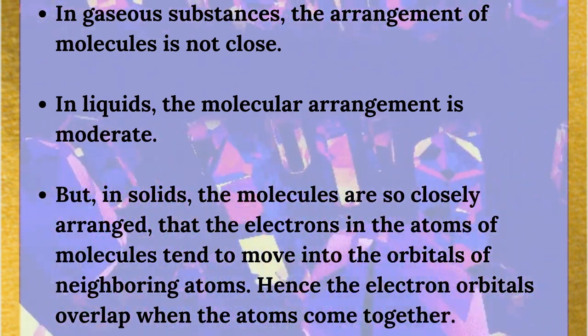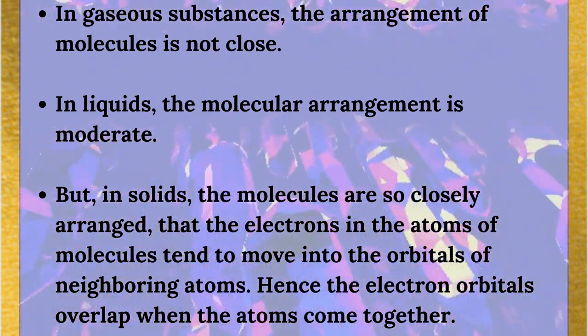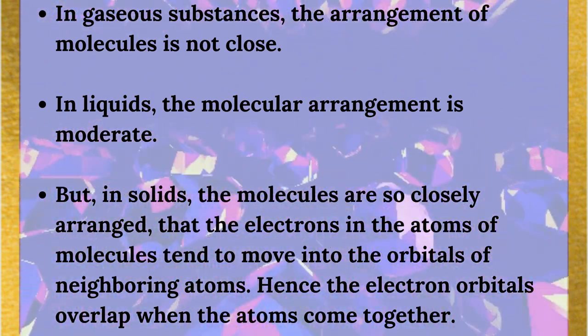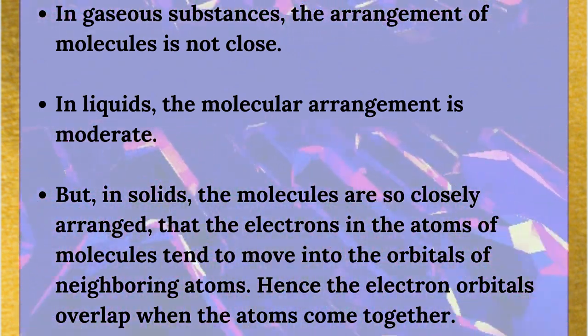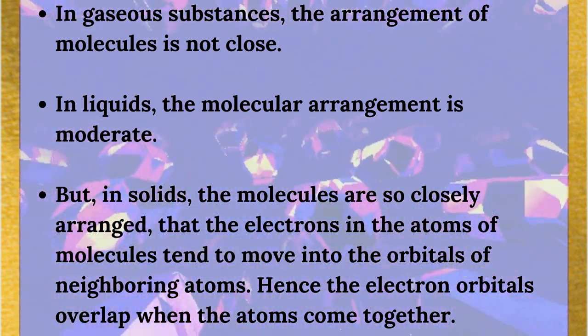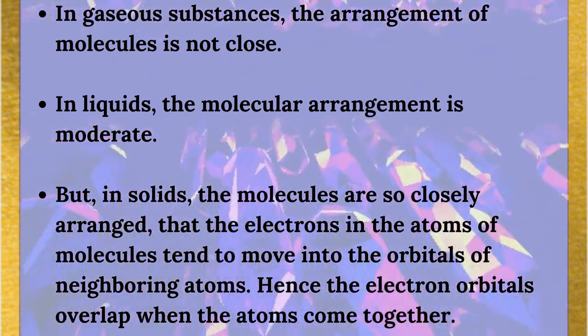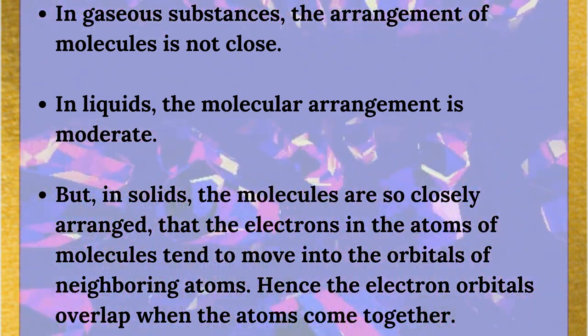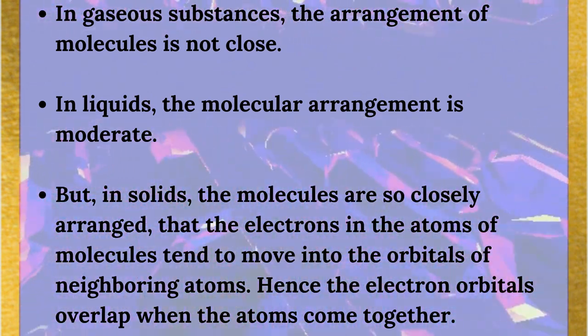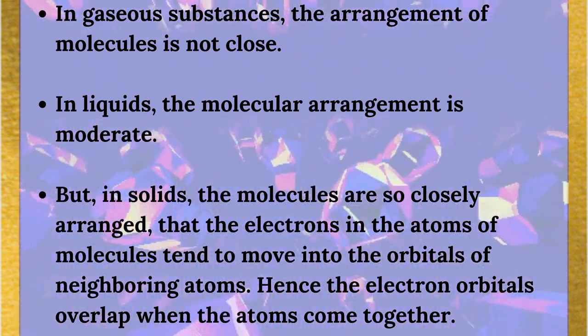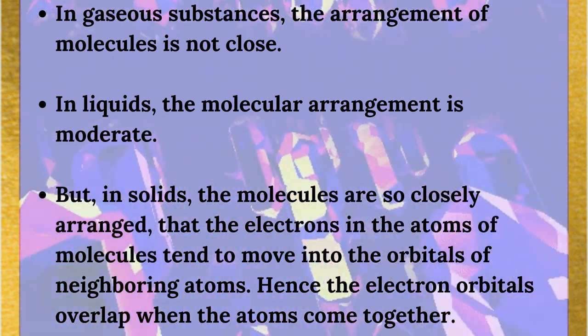Energy band. In gaseous substances, the arrangement of molecules is not close. In liquids, the molecular arrangement is moderate. But in solids, the molecules are so closely arranged that the electrons in the atoms of molecules tend to move into the orbitals of neighboring atoms. Hence the electron orbitals overlap when the atoms come together.